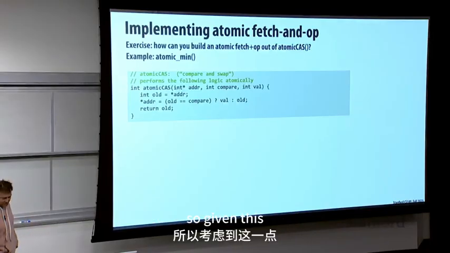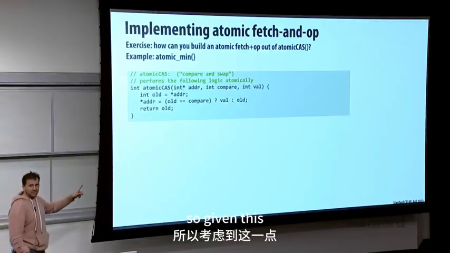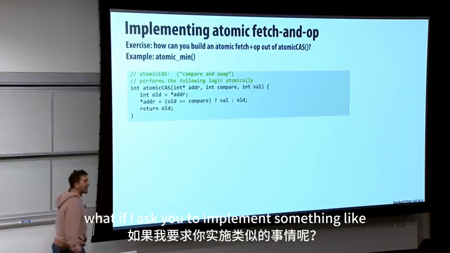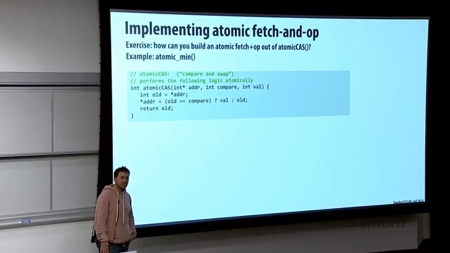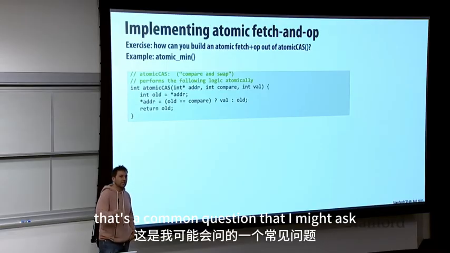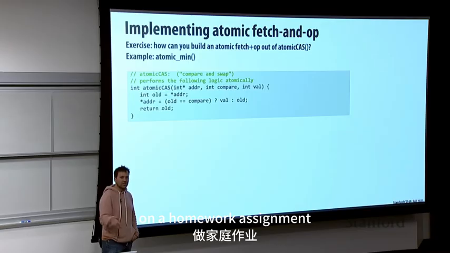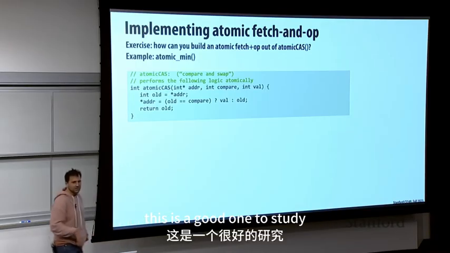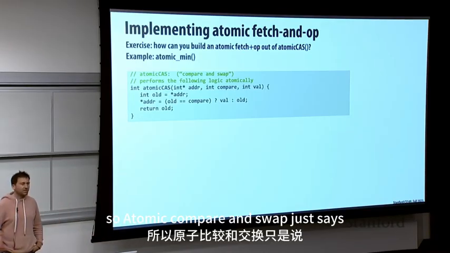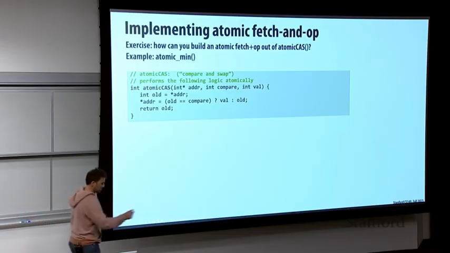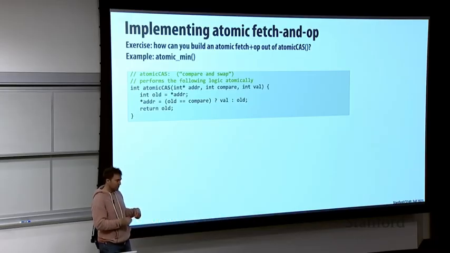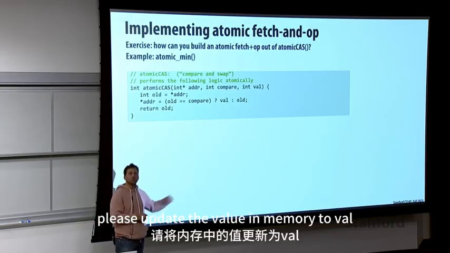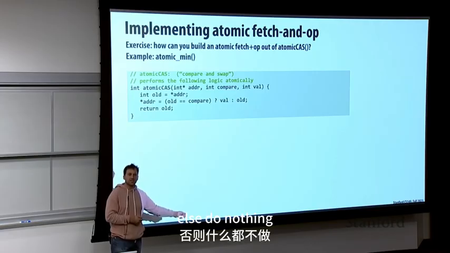Okay? So given this, what if I asked you to implement something like atomic min? This is something that's a common question that I might ask on a homework assignment. I don't think I did this year actually, but this is a good one to study. So atomic compare and swap just says, grab a value from memory. If it equals this value called compare, please update the value in memory to val, else do nothing.